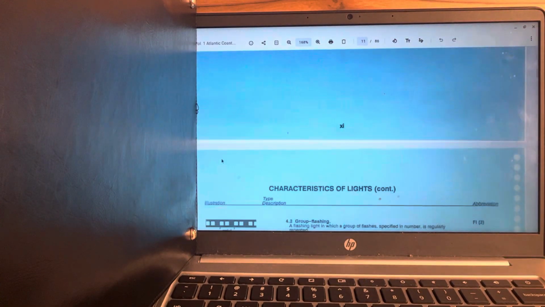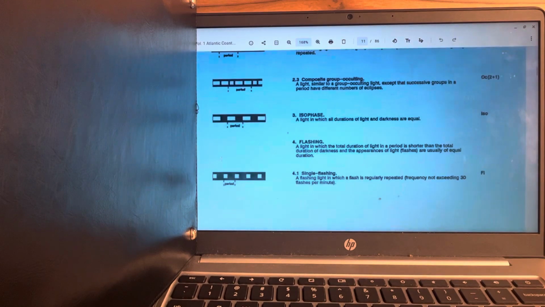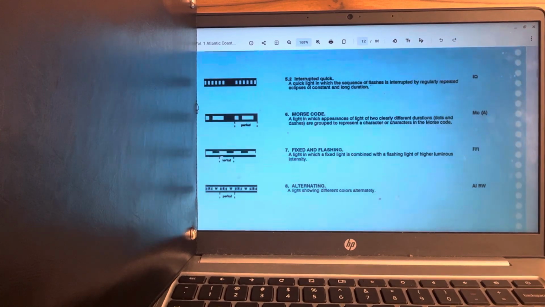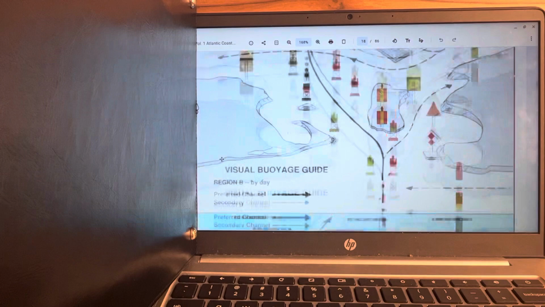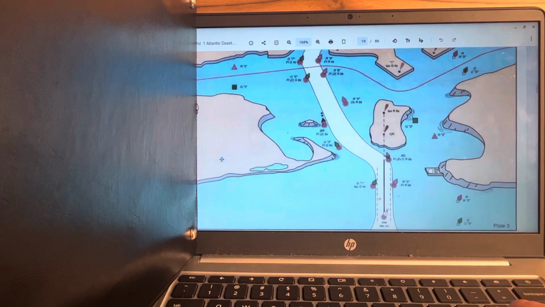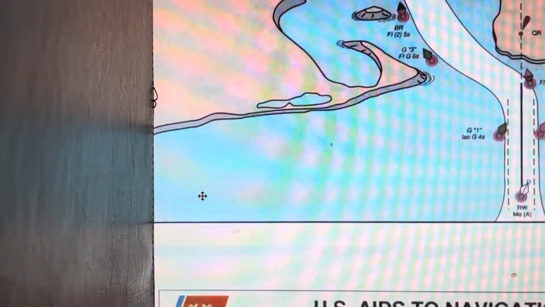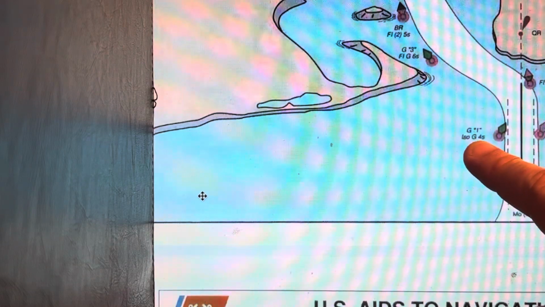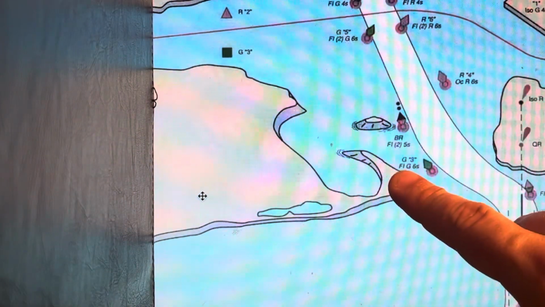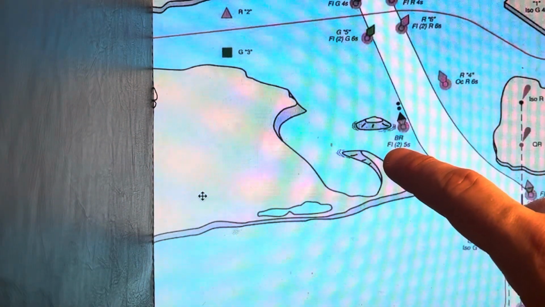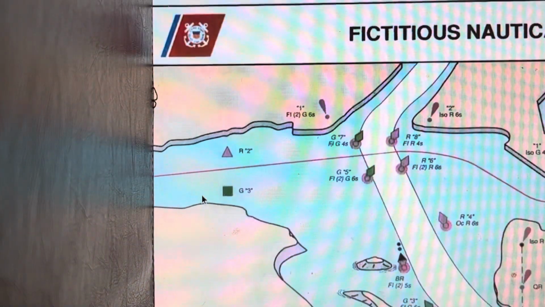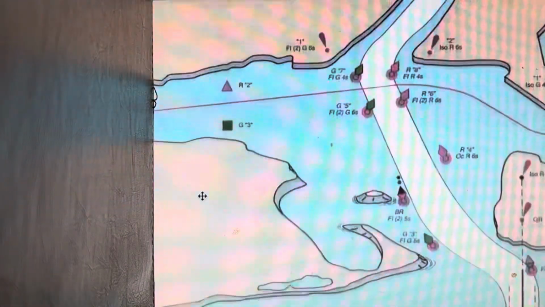So those are all of the major types of light characteristics a buoy or a beacon or any aid to navigation might have. They will always be depicted on a chart, as you can see here, explaining what characteristics a specific aid to navigation may have. So you can see this one is isophase green, this one is Morse code alpha, this one is flashing green, this one is group flashing 2 right there. Here's isophase, here's flashing red, and so on and so forth.